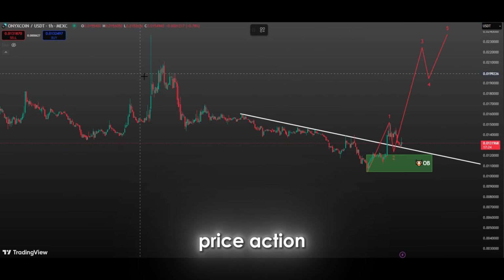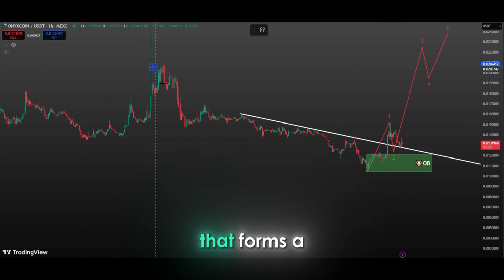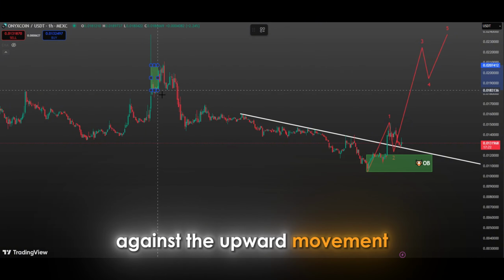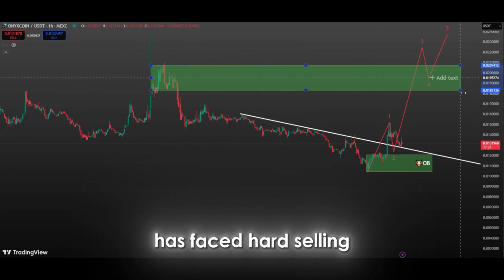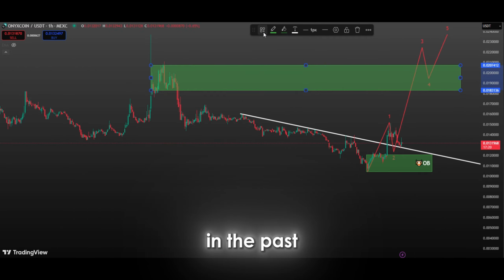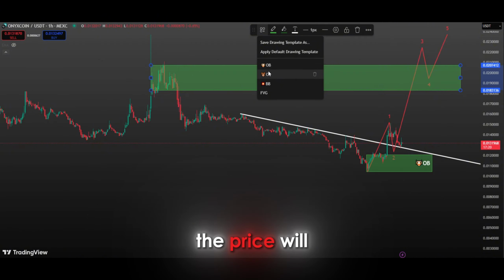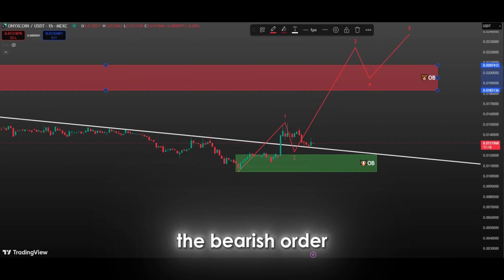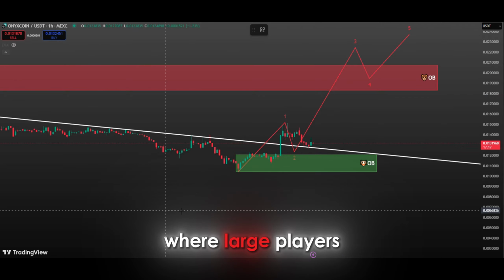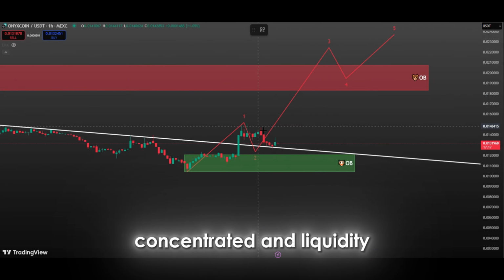Looking at the price action, there is a bearish order block that forms a strong resistance point against the upward movement. Since this is an area where the price has faced hard selling and reacted downwards in the past, there is a high probability that the price will face a similar reaction again when it approaches this level. The bearish order block may be an area where large players' sell orders are concentrated and liquidity is high.